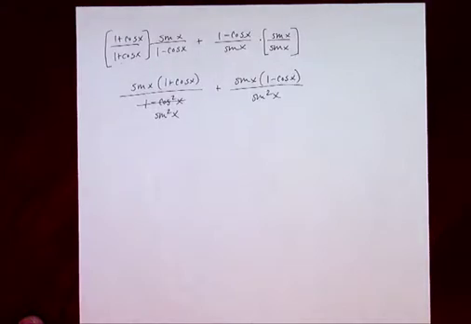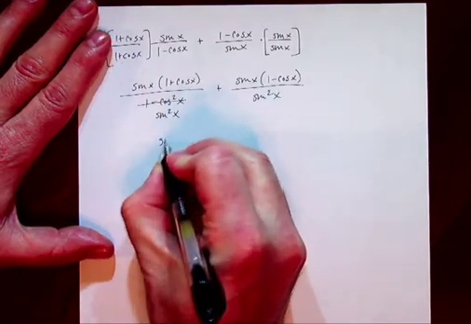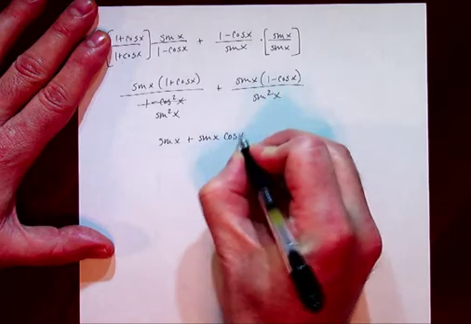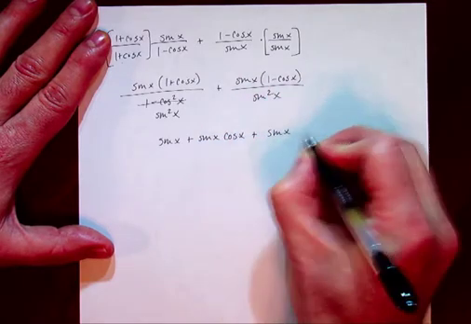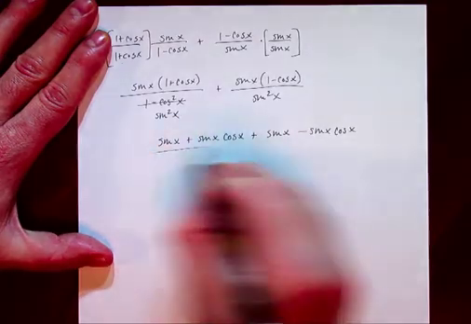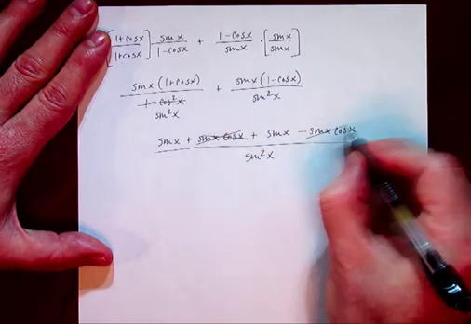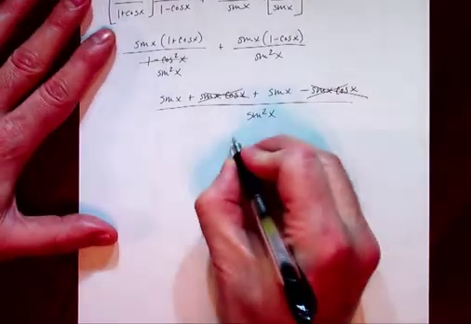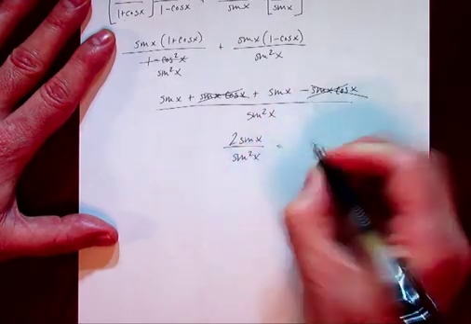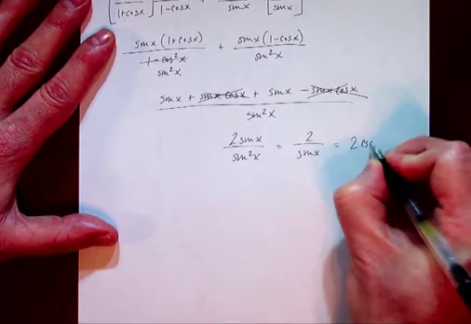Okay, and I strategically did that so that they would now have the same denominator. And let's go ahead and distribute as we combine those fractions. So, and all of that is over sine squared x. Well, that and that cancel out, and I'm left with 2 sine x over sine squared x, or 2 over sine x, or 2 cosecant x.